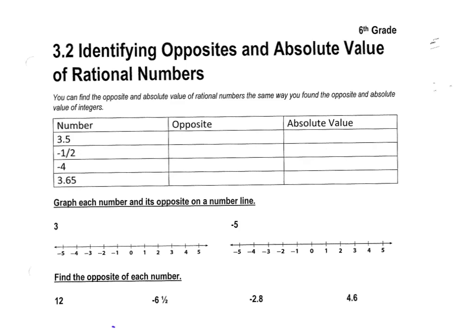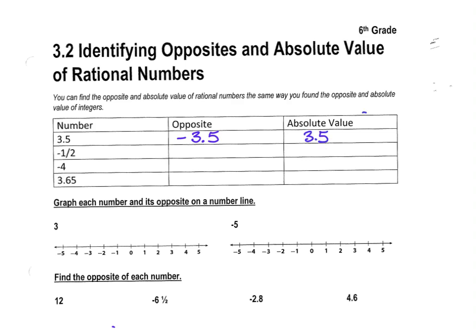So in 3-2, we're going to identify opposites and absolute value of rational numbers. You can find the opposite and absolute value of rational numbers the same way you found the opposite and absolute value of integers. We're doing the same thing. So the opposite of 3.5 is going to be a negative 3.5. Opposite direction, right? But the same number. And the absolute value is just going to be 3.5.